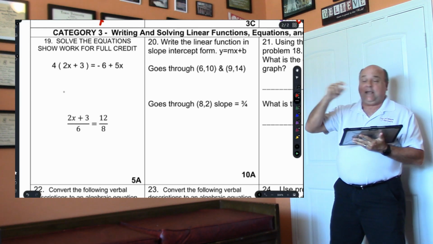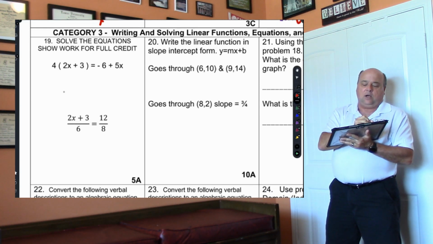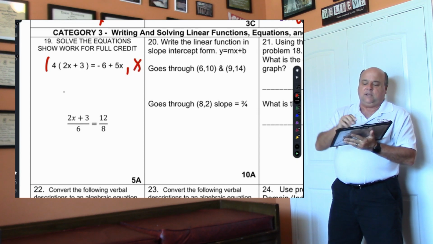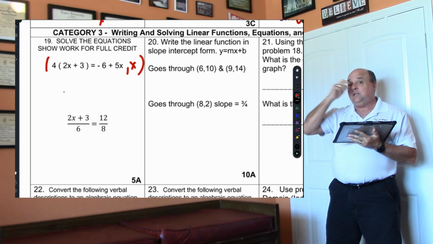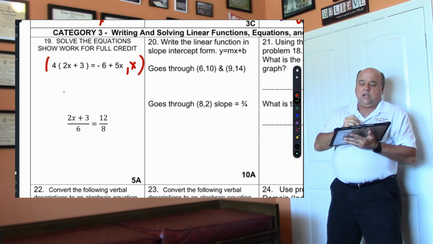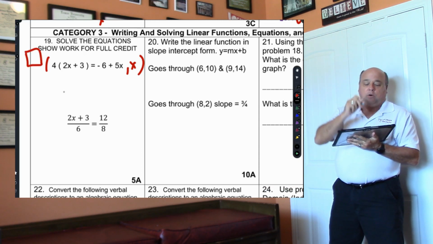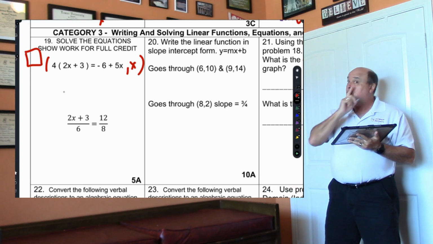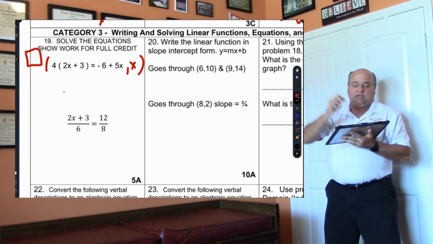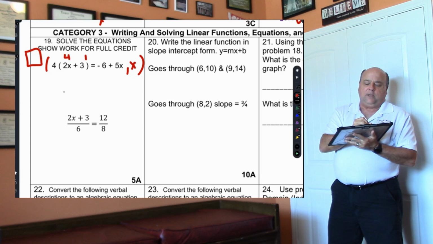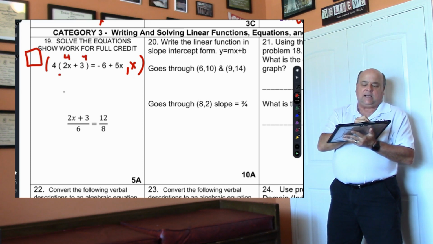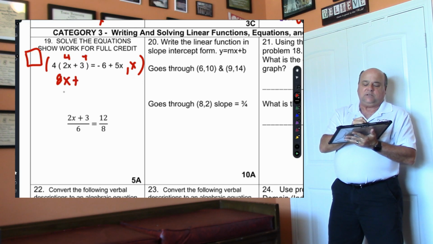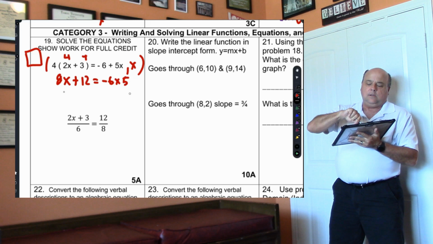Okay, so on number 19, you're going to put this into InSolve. When you do it, it will look like this. And you're going to get the answer, but you have to show the steps to get full credit. So do InSolve and put your answer over here. I'm not going to do InSolve at the same time. So let's work it out by hand. We're going to distribute the 4. Remember, we have to get 1 letter and 1 number on each side, and get rid of all the parentheses. So 8x plus 12 equals -6 plus 5x.